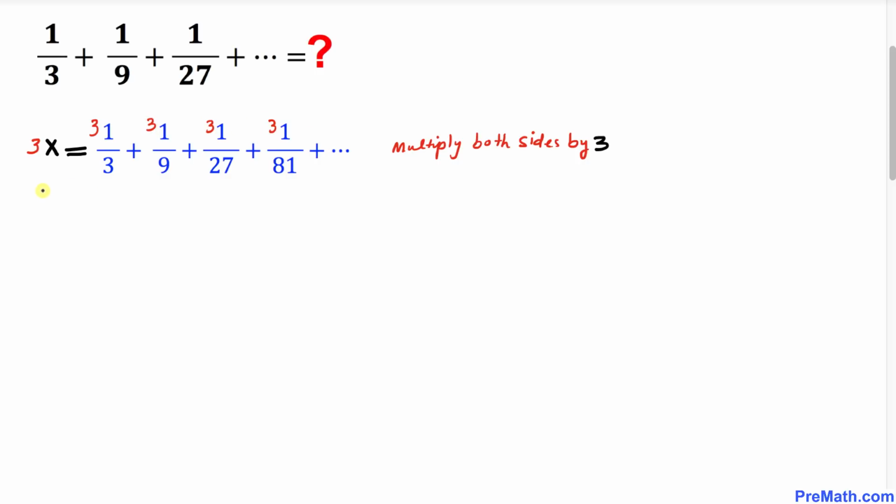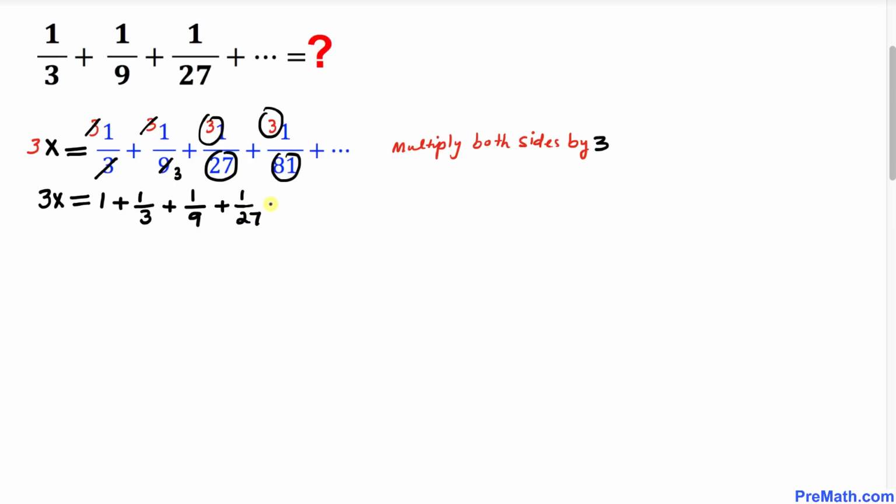So therefore, on the left hand side, we got 3x equals to, here 3 and 3 is gone. So we ended up with just simply 1 plus 3 and 9 reduced to 1/3. So I can write 1 over 3 plus this 3 and 27 reduces to 1 over 9 plus this 3 divided by 81 reduces to 1 over 27 plus on and on and on.